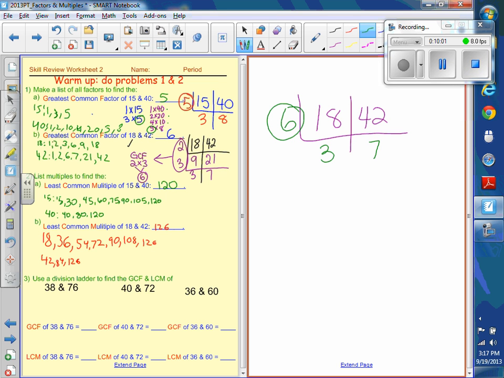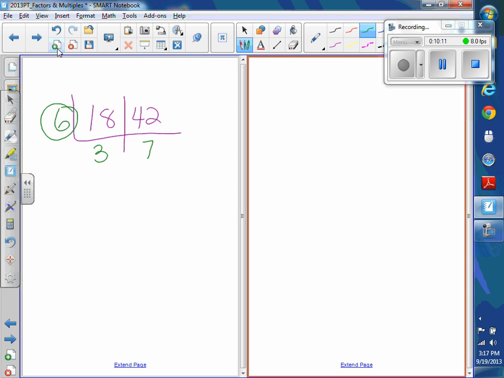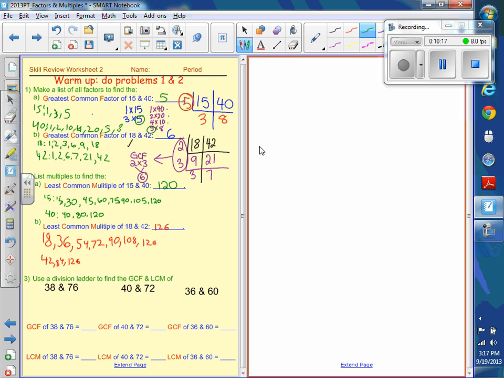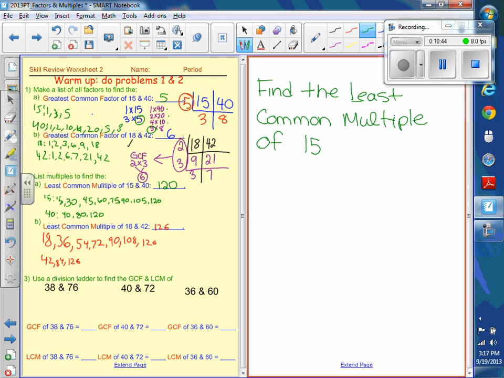Okay, now we're going to go back and do a least common multiple problem with the division ladder. So let me just add a page in here and do a little rearranging. Okay, now on your note sheet, write down, find the least common multiple, and we're going to use one of these that we already know the answer to, 15 and 40. That's the problem we did right here.